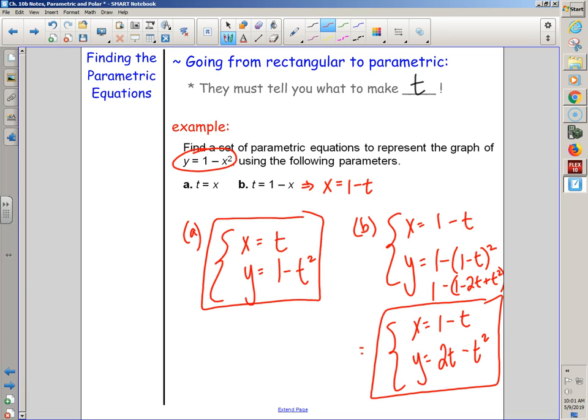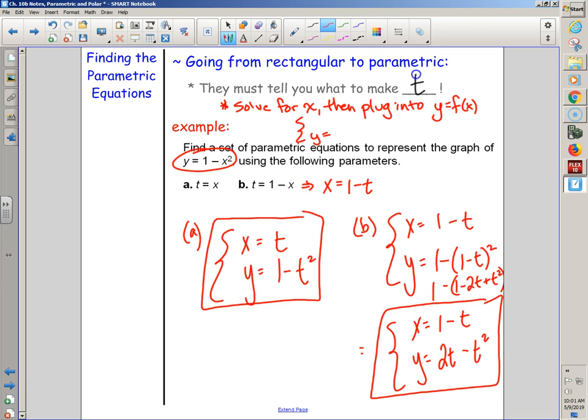All we have to do for these ones is basically solve for x. It's a little bit backwards of the other ones. Solve for x, then plug into the y equals f of x equation. Because if I solve for x and plug in, like this one, I'll get y with t's, and then we just have to remember that parametric equations come in pairs.